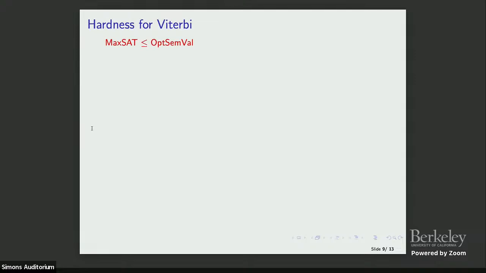In the next two slides, this is one slide, I'm going to show not the entire proof, but an outline of the proof. The reason is that it's kind of interesting; some of the things seem to be more general than just the proof itself. So what we showed is that we can reduce MaxSAT to opt-sem-val.